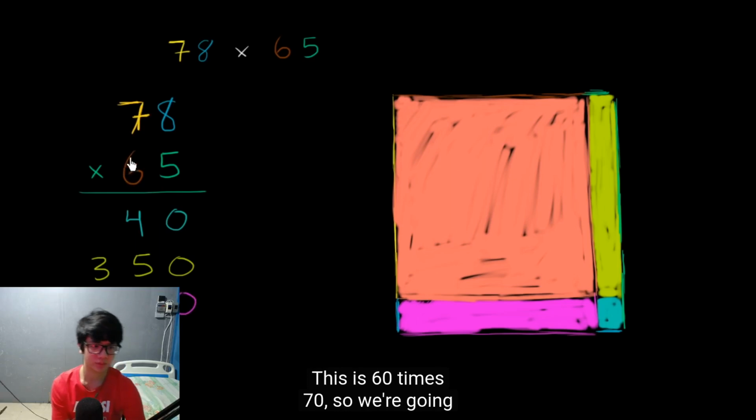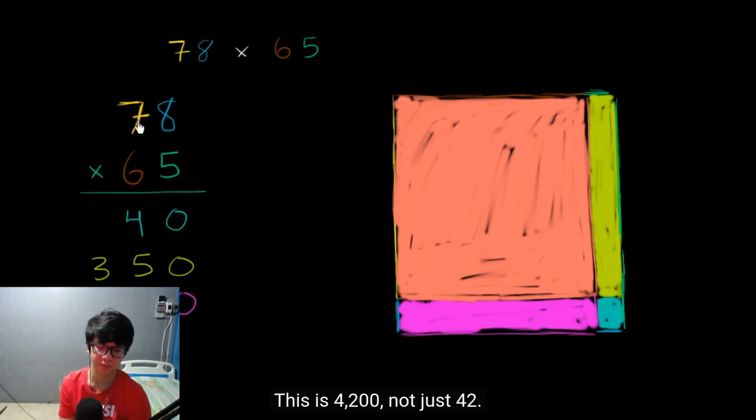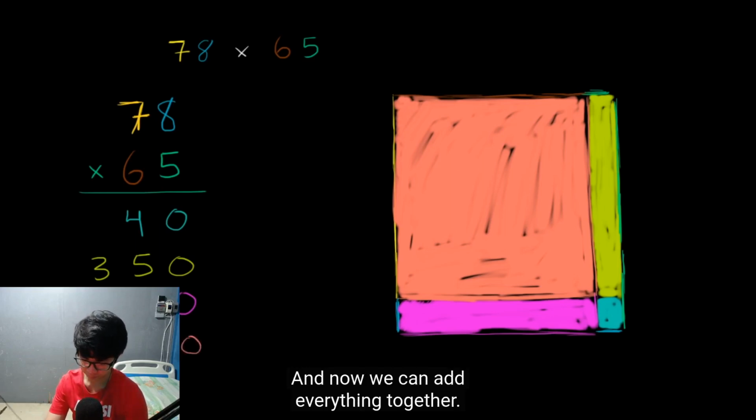And then 6 times 7, well that would be 42, but we have to be careful. This is 60 times 70. So we're going to have two zeros at the end. This is 4,200, not just 42. So 60 times 70 is 4,200, and now we can add everything together.